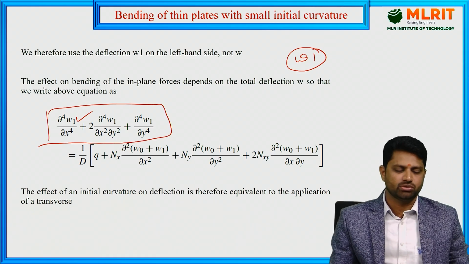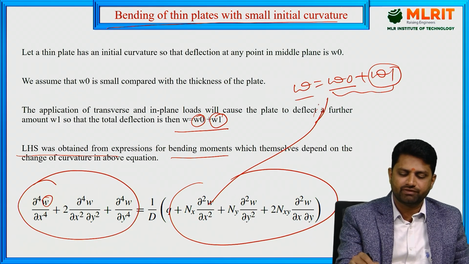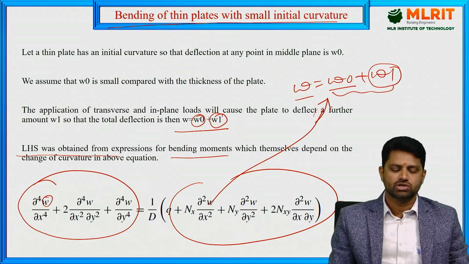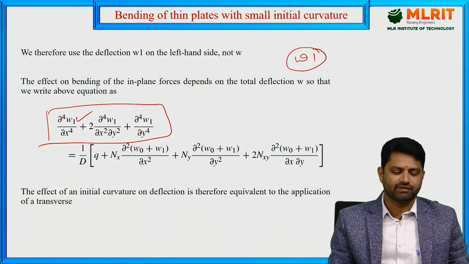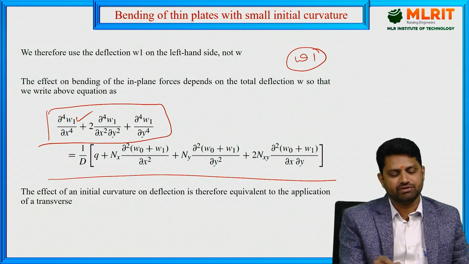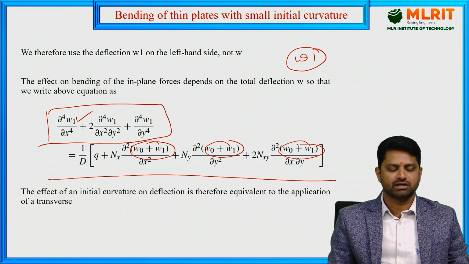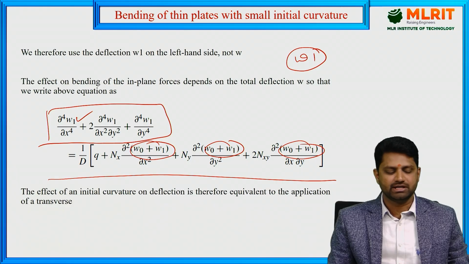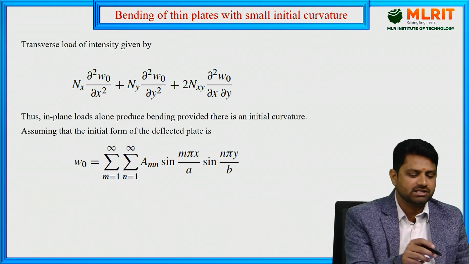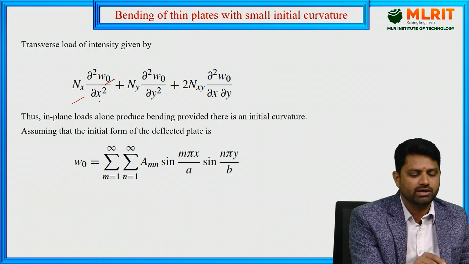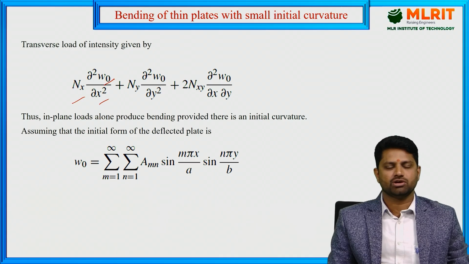So the left side of the equation you can see is written in terms of w1 instead of w. Whereas in the right side of this equation, in place of w, the total deflection is to be used, that is w0 plus w1. So the right side is because of the initial deflection and the change in deflection, so we have to write the final deflection. So just try to modify this equation. In place of w, we are going to write w0 plus w1. This is nothing but the effect of initial curvature on the deflection, and therefore it is equivalent to the application of a transverse load whose intensity is given by Nx into ∂²w0/∂x² plus Ny into ∂²w0/∂y² plus 2Nxy into ∂²w0/∂x∂y.